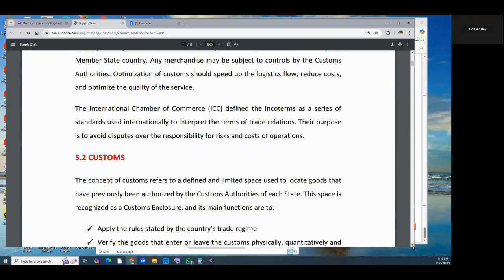The International Chamber of Commerce defines the Incoterms as a series of standards used internationally to interpret the terms of the trade relationship. Their purpose is to avoid disputes over the responsibility for risks and the cost of operations.